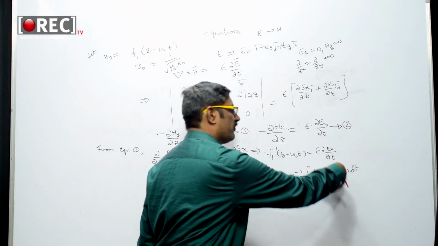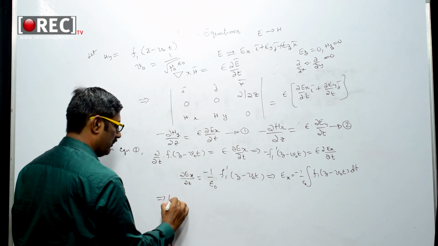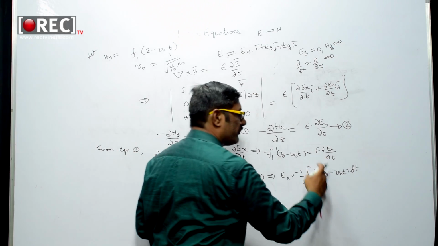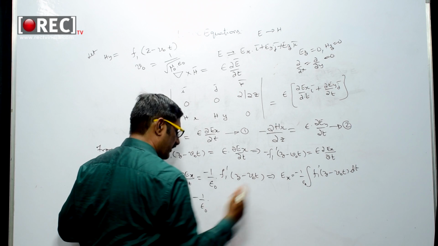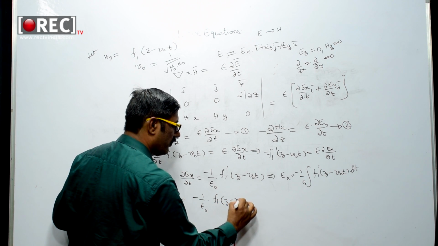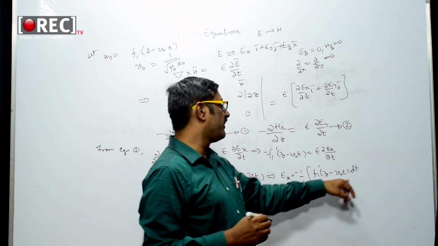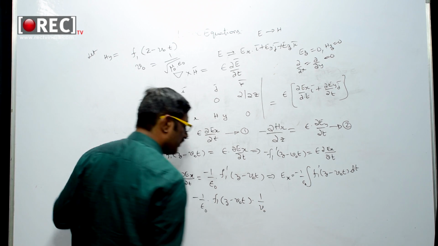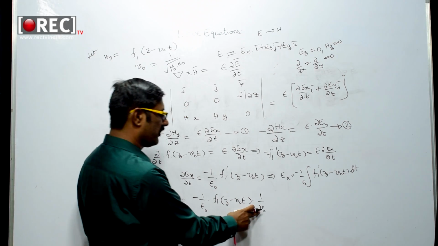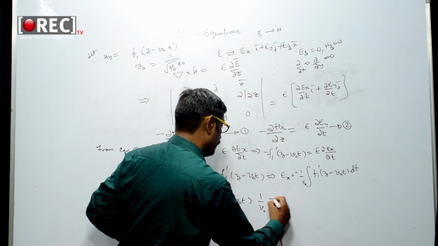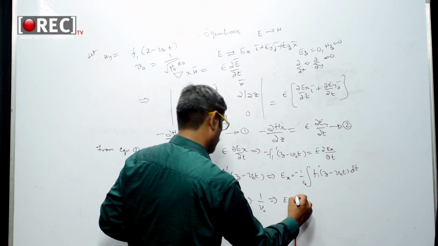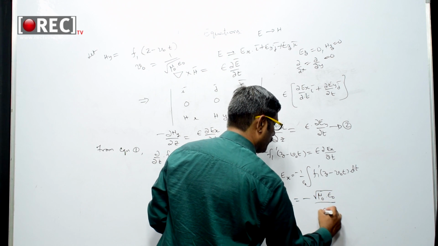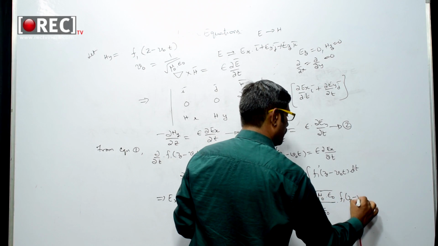So if you integrate this term with respect to time, then Ex is equal to minus 1 by epsilon naught into, now the integral of f1 dash is the same function f1 of z minus v naught into t. While integrating this term, the integral of v naught t is 1 by v naught. So I can replace it like this. It is 1 by v naught, and 1 by v naught can be written from this formula as root of mu naught into epsilon naught. So Ex is equal to minus root of mu naught into epsilon naught divided by epsilon naught into f1 of z minus v naught t. Okay.